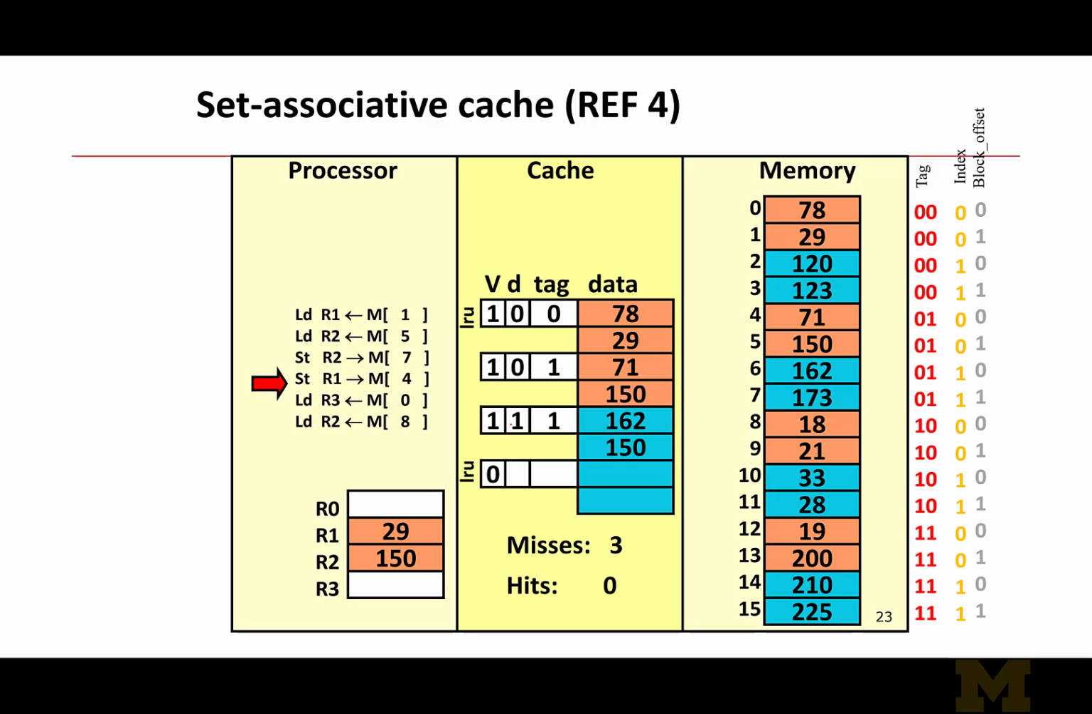Alright, so now let's execute my fourth instruction, which is a store to address 4, which is going to map to my cache set 0. So now I have to compare with two tags. So I'm going to compare the tag 01 with the way 0 as well as way 1, and I discover that I have the tag in my cache, and therefore it is going to be a cache hit, which means that I know I don't have to evict any block because I already have the cache block that I need.